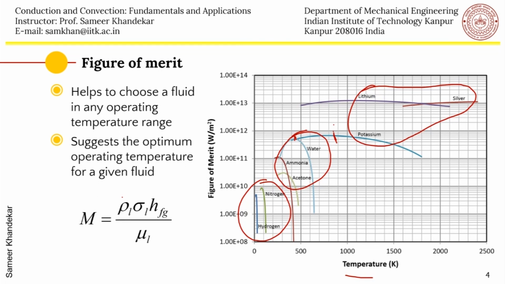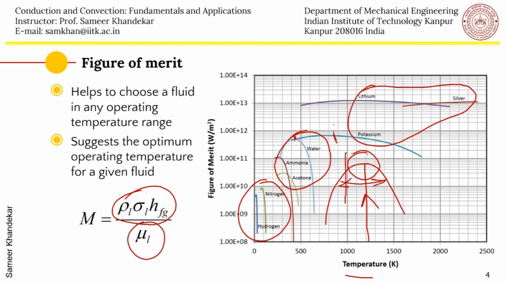So what we see here is that these curves are of a general nature like this, and typically the maximum flux, that means the maximization of the numerator and the minimization of the mu L, will take place at a certain temperature range, and this is a sort of a good operating range for a particular fluid. So for example, water, as you go beyond 550 Kelvin or so, the figure of merit drops drastically.